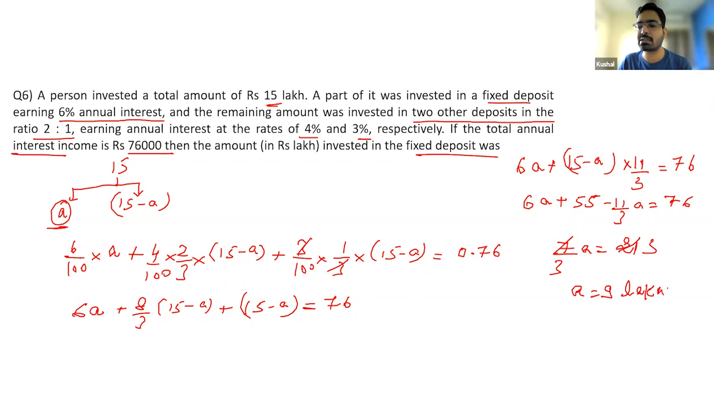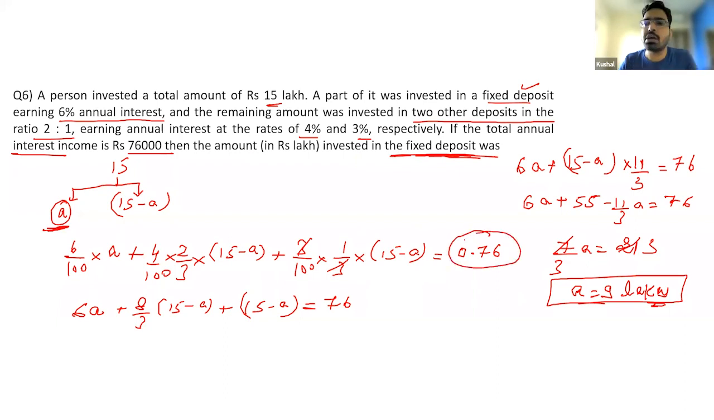This is in lakhs. Keep that on your mind. What was the question asking you? If the total invested in the fixed deposit was 76,000, a part of this was invested at 6% annual interest. That was A as the amount. So the answer to this question should be 9 lakhs. Please understand this thing. Don't put 76,000 over here. You will have to put 0.76, or if you wish to use that 76,000 over here, then 5 zeros, and then A will also come out in terms of that. So that will be 9 with 5 zeros that it will appear, right?